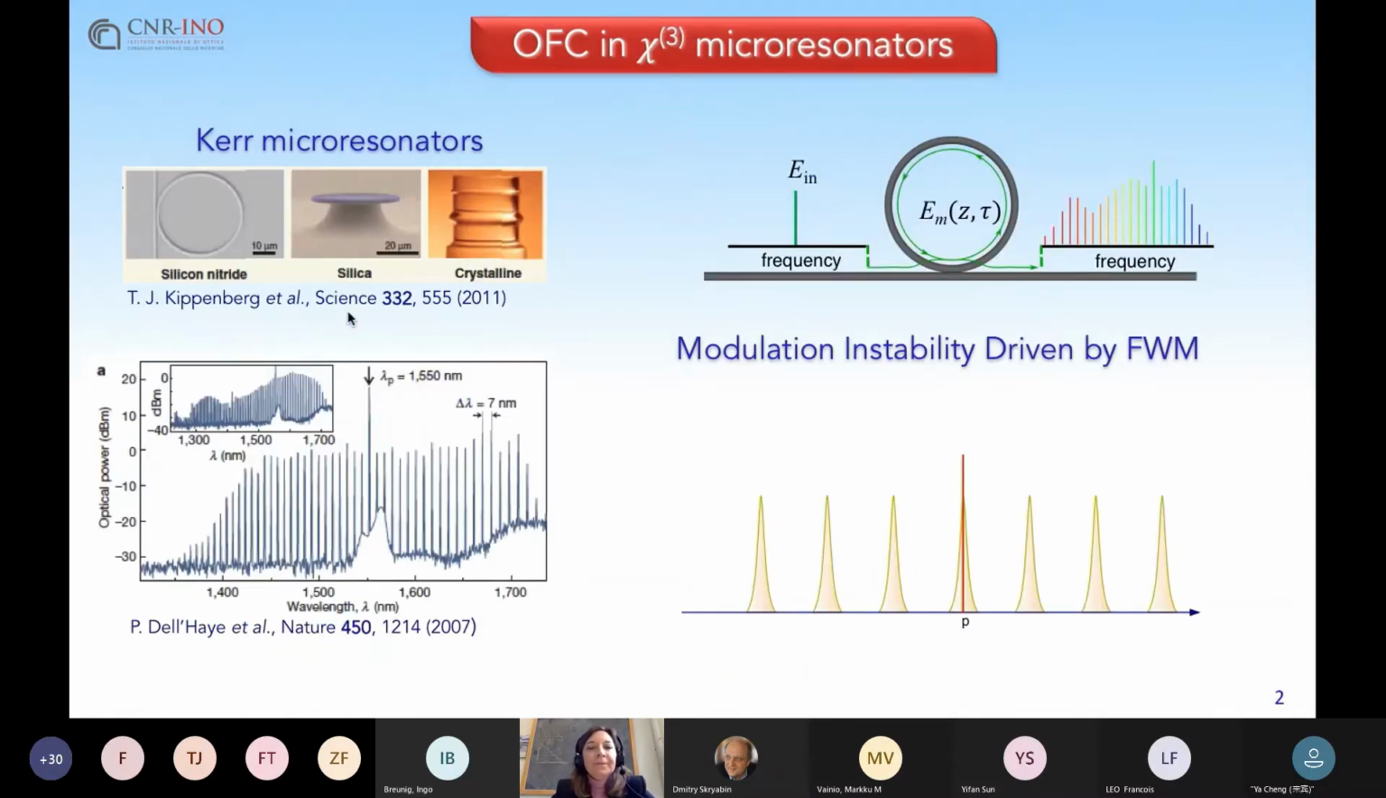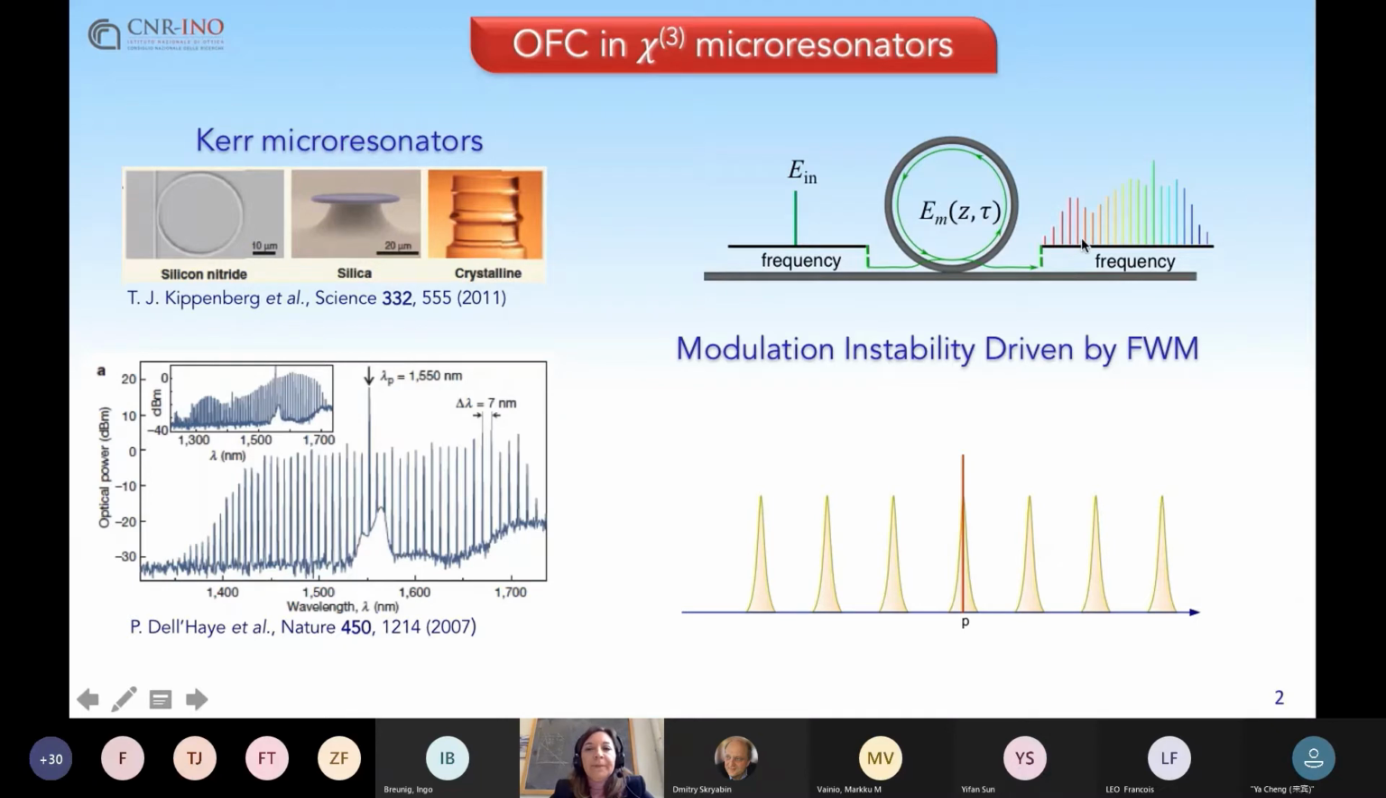So we start with a brief introduction to the fundamentals. These are some beautiful images of different types of Kerr microresonators. We can see chip-based silicon nitride, or toroidal, or millimeter-sized crystalline microresonators. And the plot shows the great result obtained by Kippenberg's group in 2007 in the generation of a broad frequency comb in the telecom range.